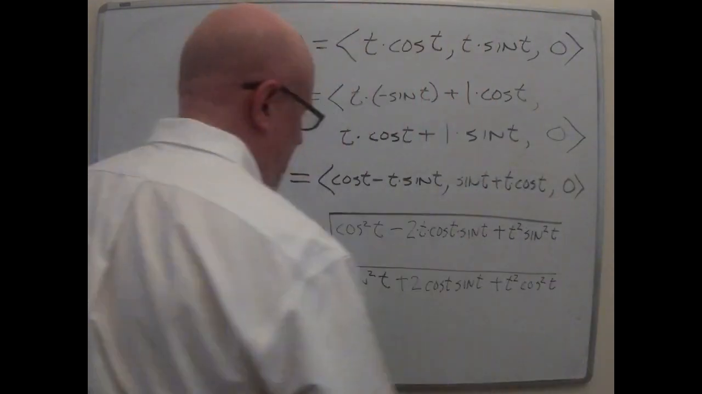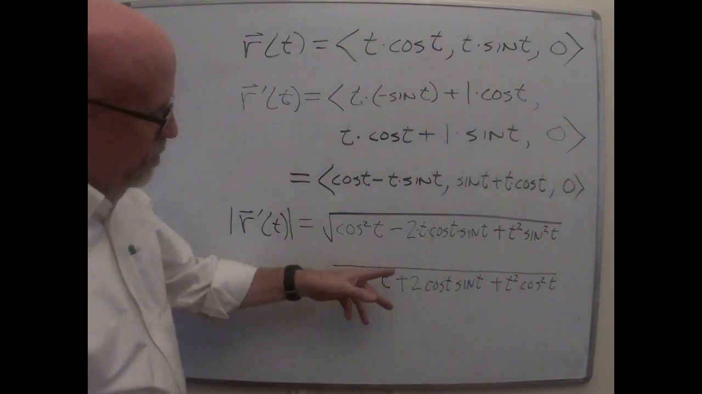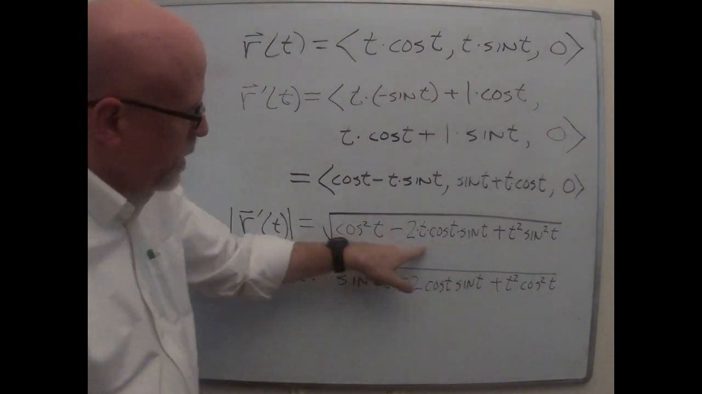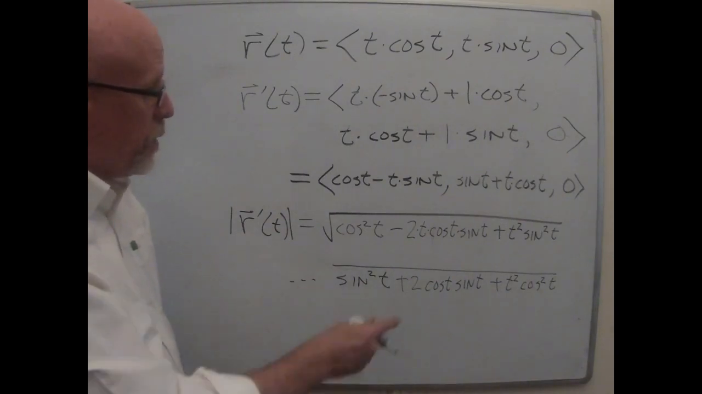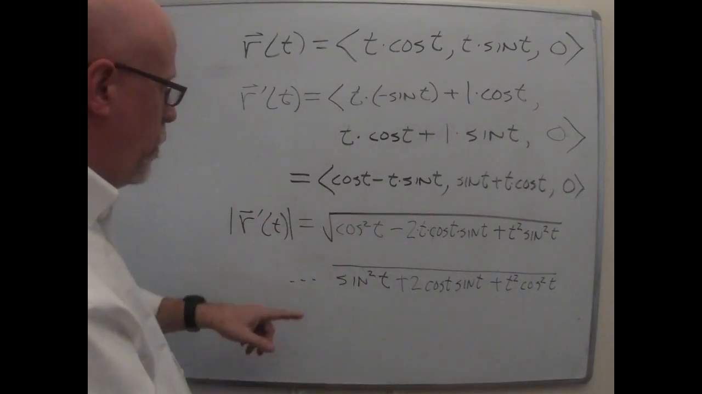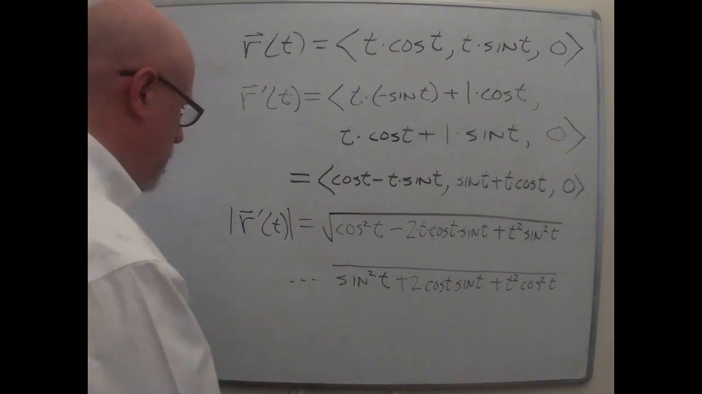All right, cool, because some stuff cancels. This term that had a minus sign and this term that had a plus sign are identical except for that sign, so they're gone. You can put the cos squared and the sine squared together.